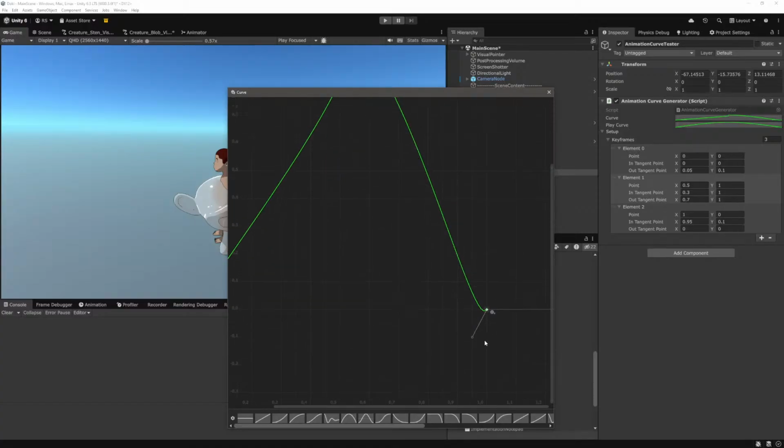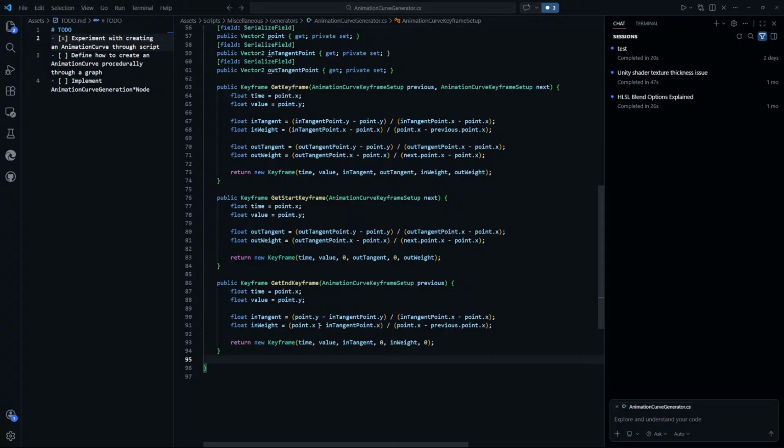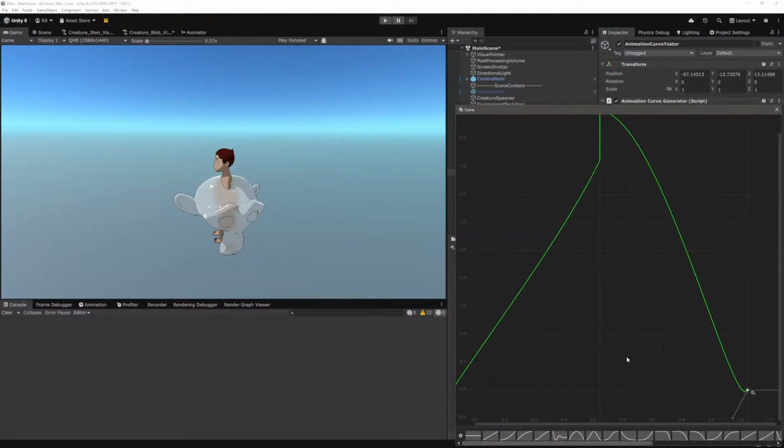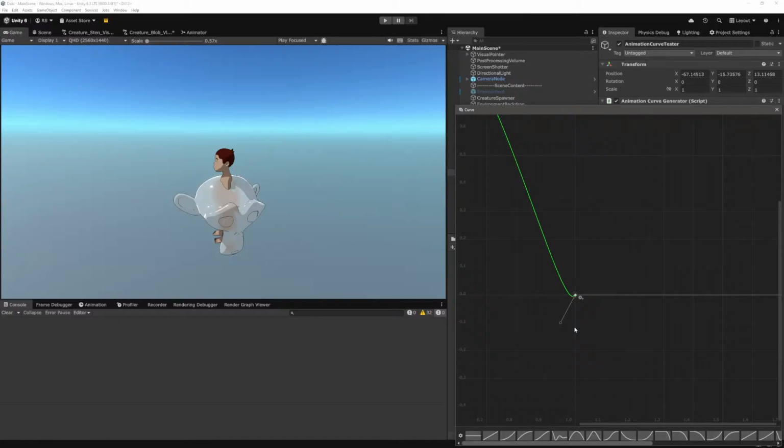Okay, let's see. So when we calculate the in, we want to do... This is positive, I think. So then we want to take this one minus this one.